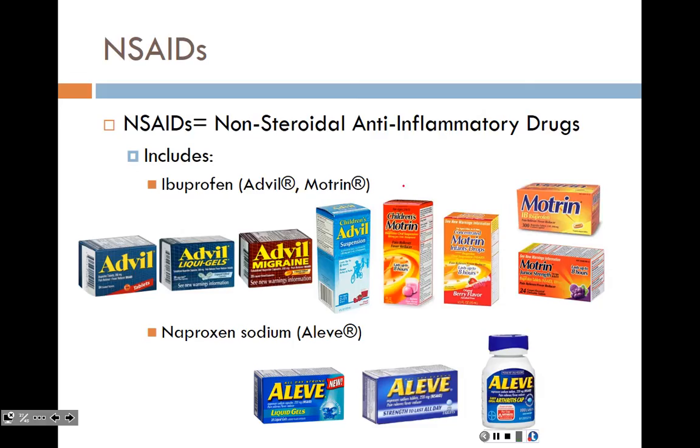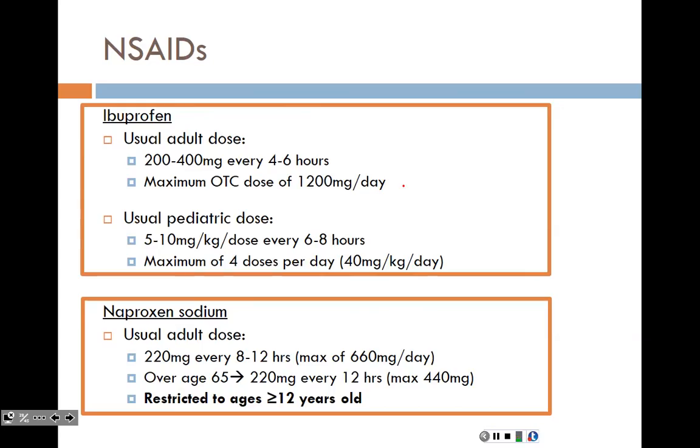Okay, that brings us to our last class, which are the NSAIDs. I told you I'd define it. So NSAIDs stand for non-steroidal anti-inflammatory drugs. So it says right in the name that these treat inflammation. The two over-the-counter products that we'll focus on are ibuprofen and naproxen. So ibuprofen is your Advil family of products, naproxen is your Aleve family. And you can see all the extensions there.